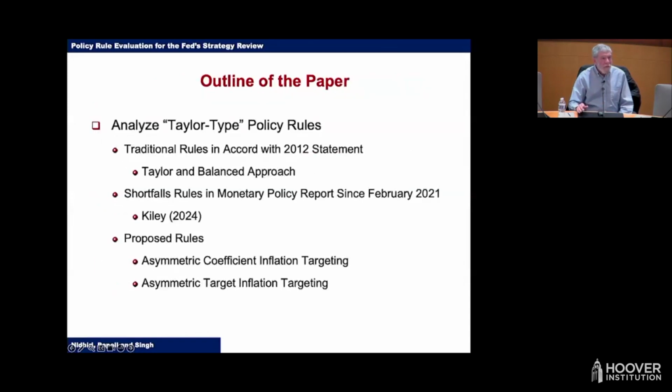Okay, so like the paper, we analyze Taylor type policy rules with the structure of the inflation gap and the output gap, but not all the other stuff that people talk about. Taylor, balanced approach. We'll also talk about shortfall policy rules since February 2021. Mike Kiley has a recent paper that analyzes the shortfalls rules and finds that they don't work particularly well. We're going to find the same things; I'm not going to emphasize that too much. And we have two proposed rules: the asymmetric coefficient inflation targeting rule, or ACIT, and the asymmetric target inflation targeting rule, or ATIT.